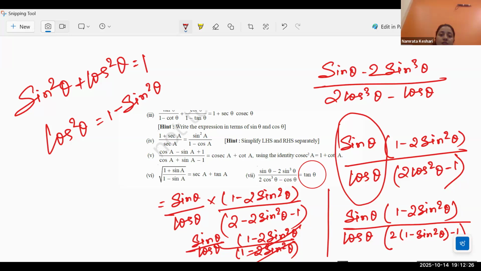Is the proof clear? Anyone having any doubt over here? Yes, Afreen, is it clear? Inan, is it clear? Okay, let's do the next few questions.